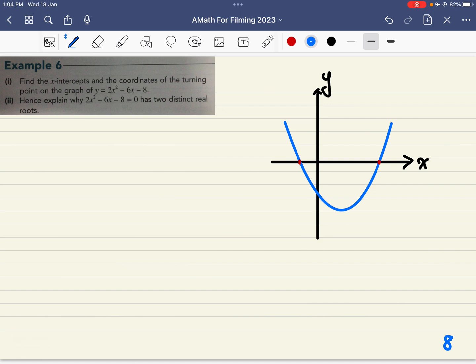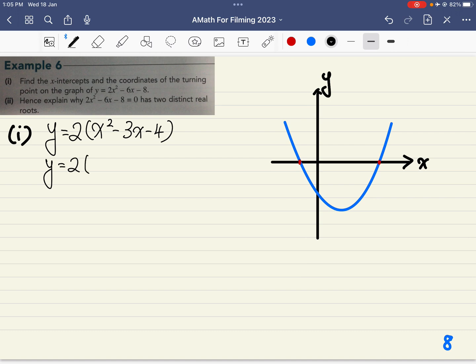Okay, example 6. What they want from us here is to find the x-intercepts and the coordinates of the turning point. First and foremost, y is equal to... When I want to find the x-intercepts, I should attempt to find the roots, or the factorized form, which will help me to find the roots of the equation. If I factorize 2, I get x squared minus 3x minus 4. It makes my life slightly easier when you factorize.